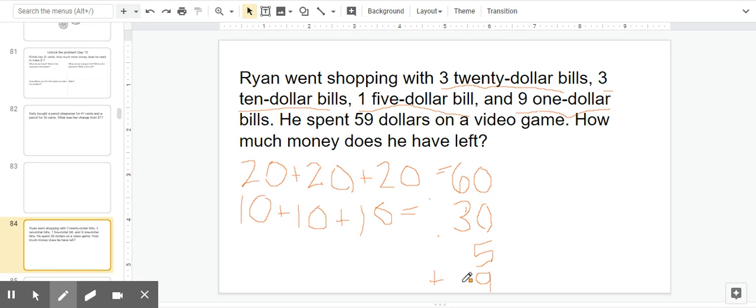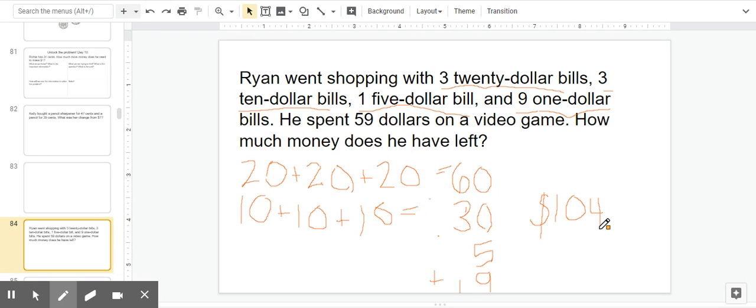5 plus 9 is 14. So I'm going to have 4 ones, and I'm going to have to make a new group. 6 plus 3 is 9, plus 1 more is going to be 10. So Ryan started with $104. I'm making sure I don't forget my unit. Now that we know he started with $104, we can get to answering the question.